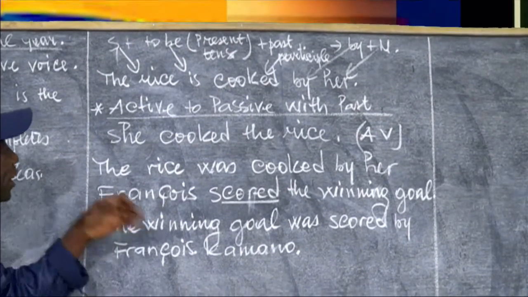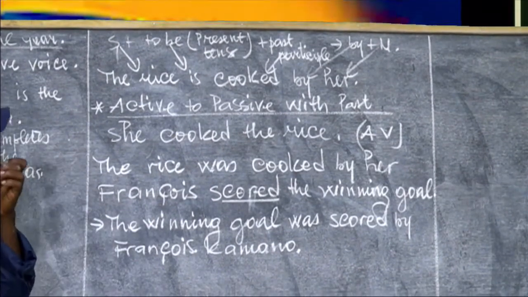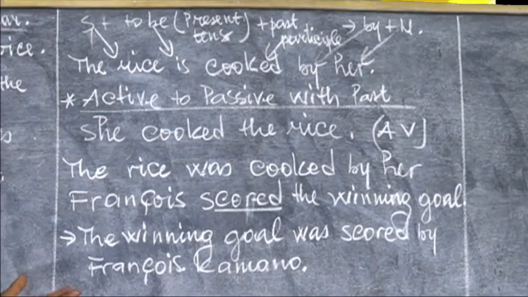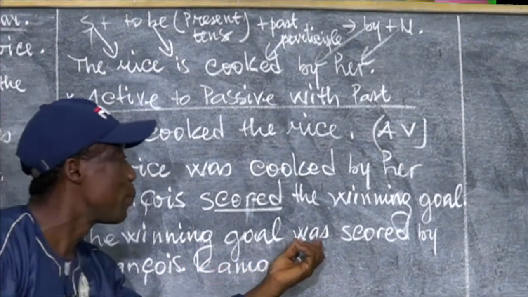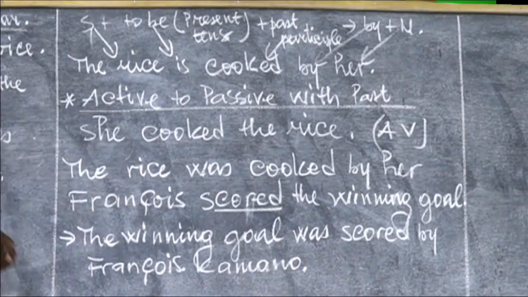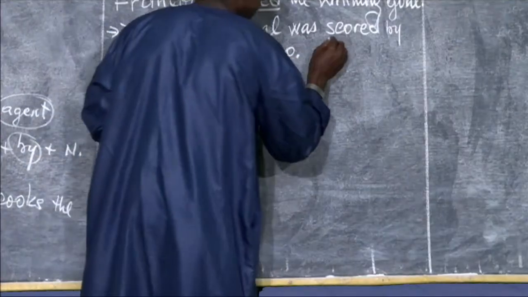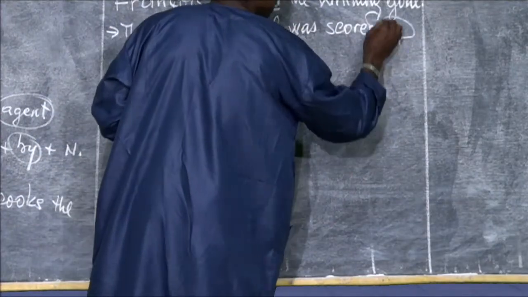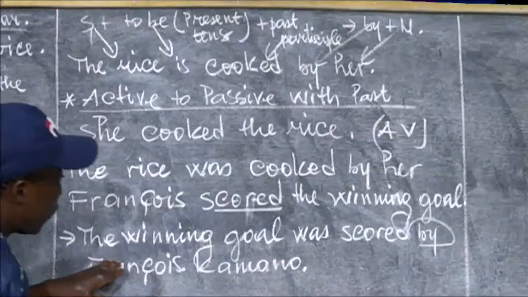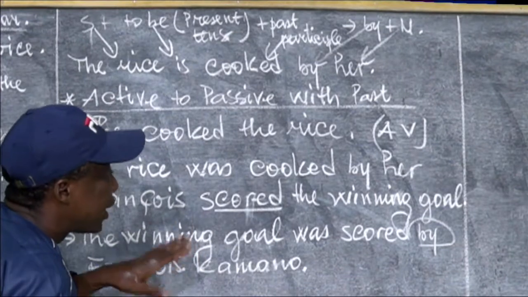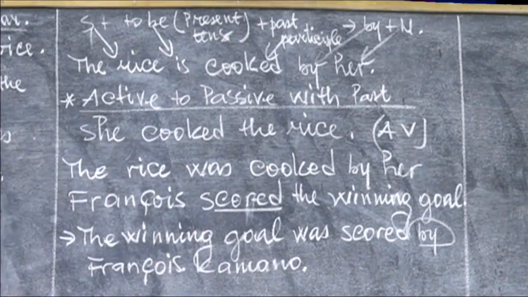You see, the first sentence, the active sentence, is already conjugated to the simple past, and then in the passive voice, only the auxiliary to be must be put into the sentence to change it exactly, by using the by, the agent. Good. The winning goal was scored by François Kamano.